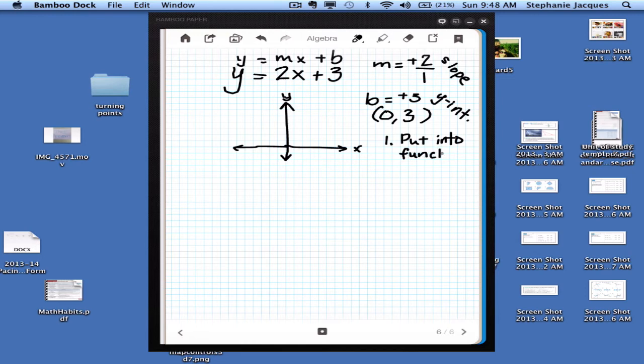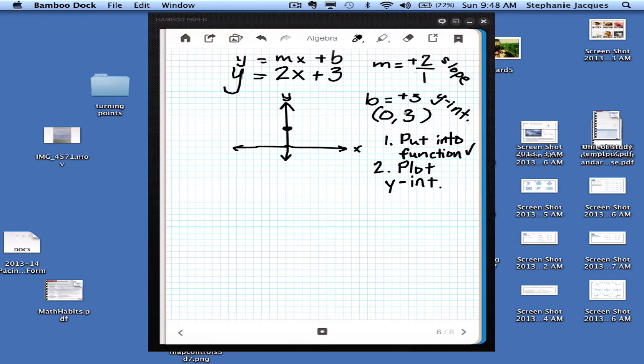And this is already in function form, so I'm done. Next thing I do is I plot my y-intercept. And what I mean by plot is I take that coordinate and I put a dot on it on the y-axis. So it's over 0, up 3. 1, 2, 3. And do a little dot there.